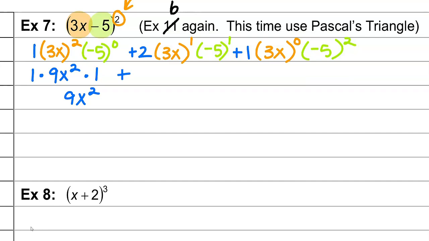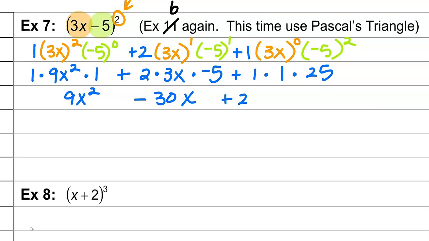Then plus, now we're going to multiply 2 times 3x to the first, which is 3x. Negative 5 to the first is negative 5. When I multiply that, I'll do 2 times negative 5. That's negative 10 times 3x is negative 10x. I could write plus negative 10x or minus 10x here. It's not 10 though. What is it? What's negative 10 times 3? Negative 30x. Good. And for the last one, it's 1 times 3x to the 0 is just 1, times negative 5 squared is 25. So 1 times 1 times 25 is plus 25.